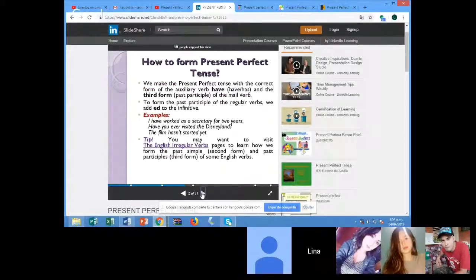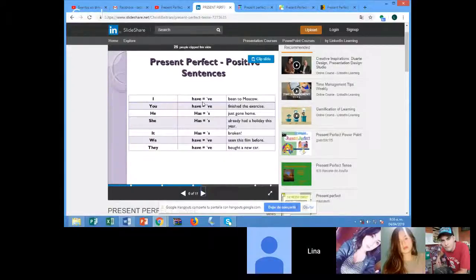How to form present perfect? Okay, the same thing. Let me share. I have, you have, he has, she, or it has. Okay, we use has. And the third form of the verb: been, finished, gone, had, broken, seen, bought. So this is the third form of the verb, and we need to start to use it with the present perfect, okay? So I have been to Moscow. You have finished the exercise. He has just gone home. She has already had a holiday this year. It has broken. We have seen this film before. They have bought a new car.